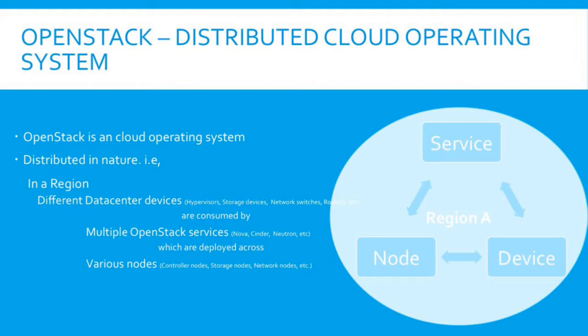If you look at here, there is a relation among them. If you look at the service, it is deployed on a given node, for a given device. If you look at the device, it would be connected to multiple services on different nodes. If you look at the node, it will be installed with different services which are connected to different devices. So there is a triangle relation among them.